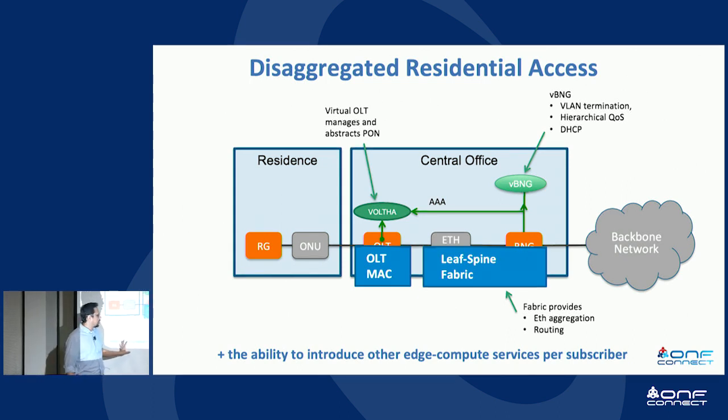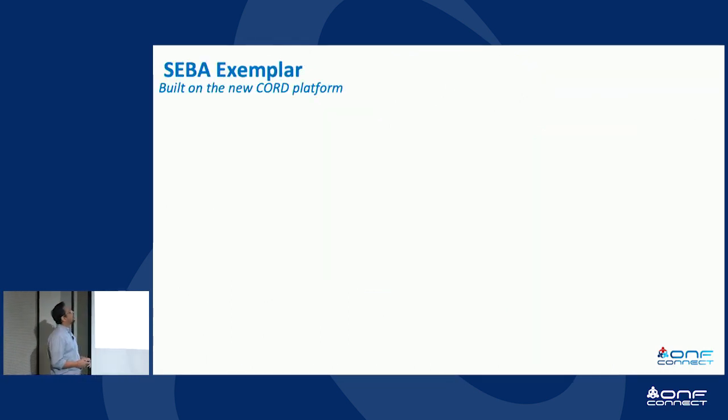And it also gives you the ability to introduce other services at this edge. Remember, the central office is very close to the end user, so it's the edge which gives you the ability to include other services, third-party services, per-subscriber services in this architecture. Okay, so that brings me to SEBA.